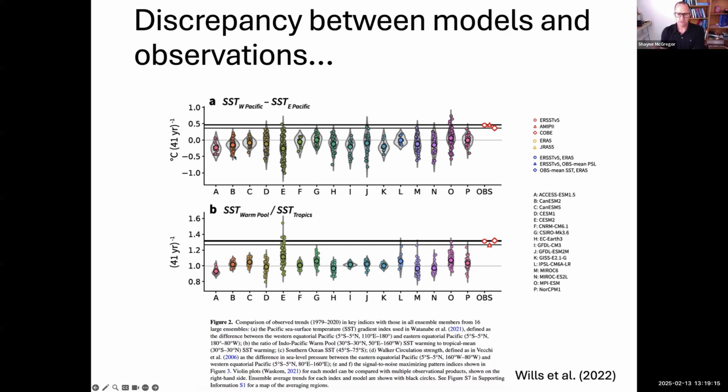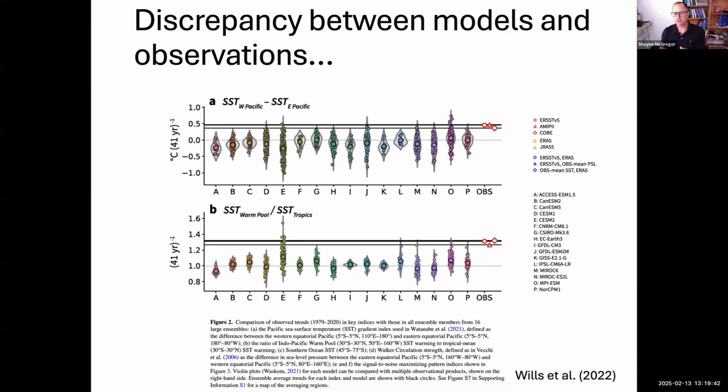And then each of the different letters or each of the different violin plots represents a different model, large ensemble, and each dot is a different model. And you can see that the observed changes are extremely rare in the model ensemble. I think only 3 or 4 of the models get anything like what we've seen in the observations. And the majority of models don't.